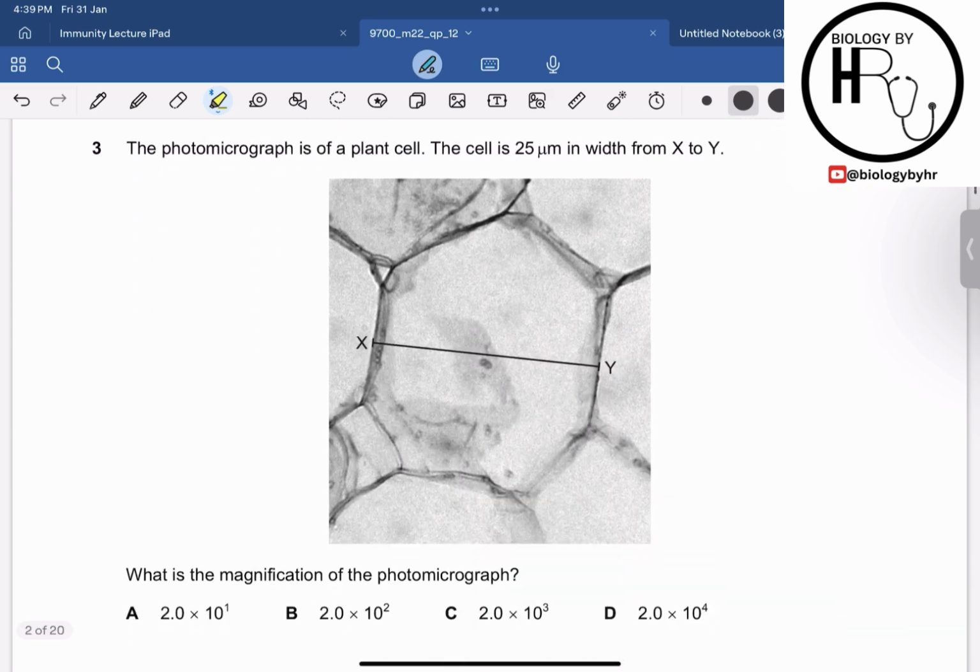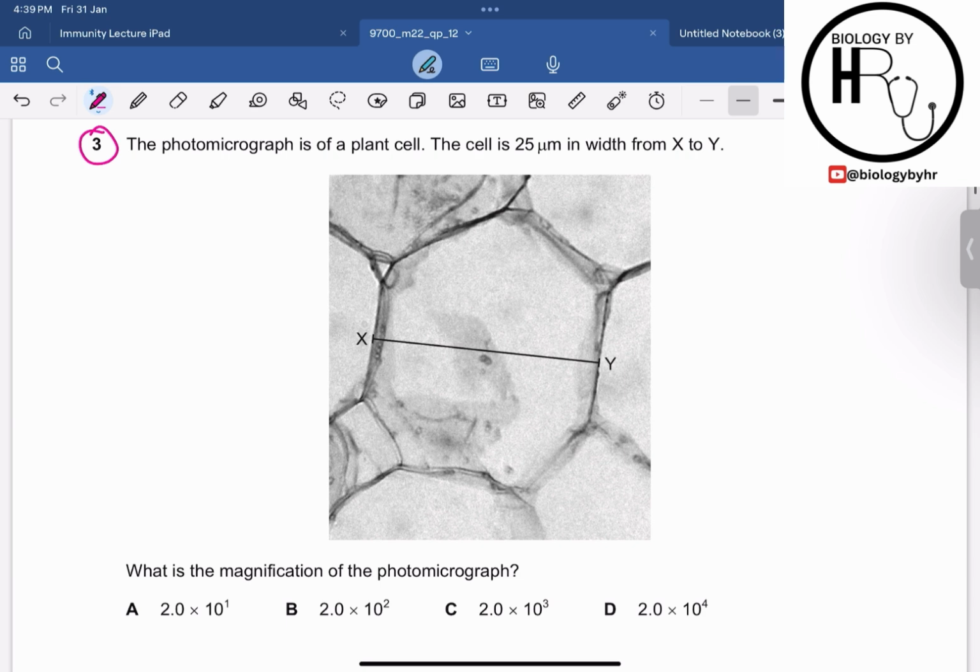Now let's move on to question number 3 over here. Question number 3 over here says that the photomicrograph is of a plant cell. The cell is 25 nanometer in the width from X to Y. Alright, so they are basically telling you the actual length. The length which are basically given in the question is mostly the actual length, right? What is this? This is the actual length, right?